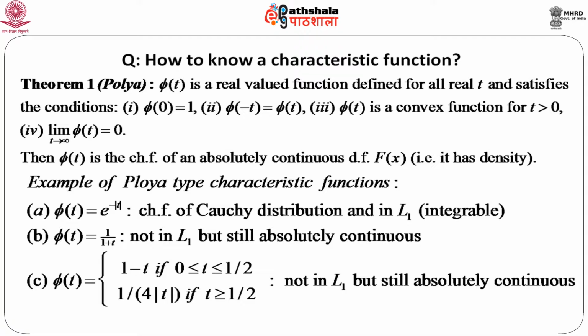Again, consider one function phi t which is 1 minus t if 0 less than or equal to t less than or equal to half, and 1 by 4 mod t if t greater than or equal to half. Now this characteristic function is not in L1, but it is again still absolutely continuous, since it can be shown that this satisfies all the properties of a Polya characteristic function, all the 4 conditions, and hence this must be absolutely continuous. So, we can always get the probability density function corresponding to all these characteristic functions.